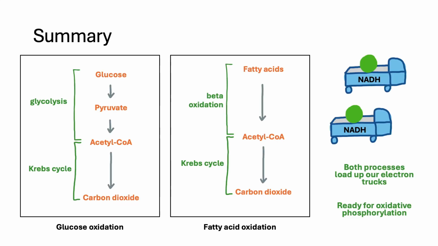Let's summarize. So, we talked about fuel oxidation today of glucose and of fatty acids. First of all, glucose is glycolysis, then Krebs cycle. So, glucose becomes pyruvate, which becomes acetyl-CoA, that's glycolysis, and then put that through the Krebs cycle to become carbon dioxide. Fatty acid oxidation is called beta oxidation, where we turn fatty acids into acetyl-CoA and then put that through the Krebs cycle to become carbon dioxide. And most importantly is that both processes load up our electron trucks ready for oxidative phosphorylation. And so that's a summary of all the processes involved in fuel oxidation.